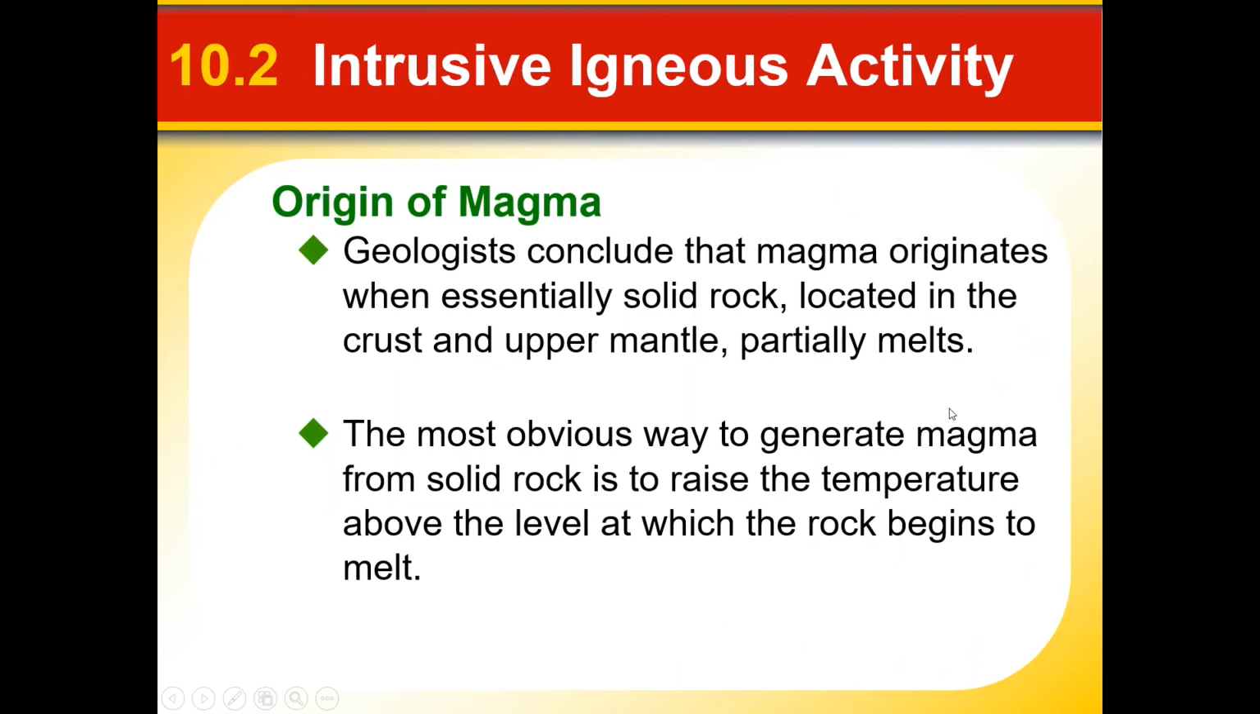And the origin of magma. Geologists conclude that magma originates when solid rock located in the crust and the upper mantle partially melts. The obvious way to generate magma from solid rock is to raise the temperature above the level at which the rock begins to melt.